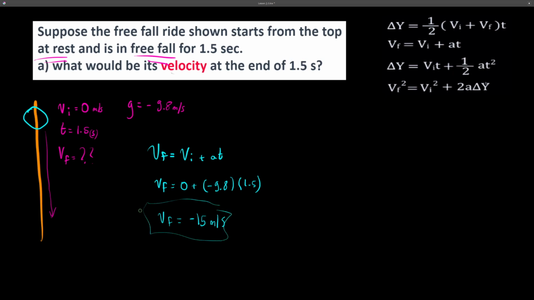What does this mean? That means that after 1.5 seconds of the object falling, it is going to be at a velocity of minus 15 meters per second. That is how fast it is going to be going downwards.